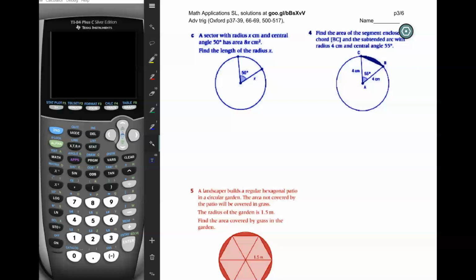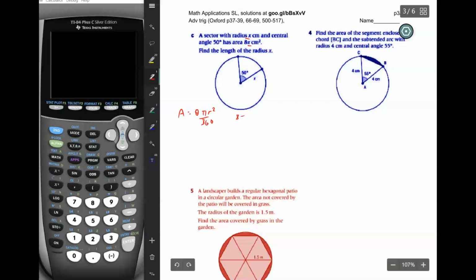Continuing on with problems for area of a sector. A sector with radius x and central angle 50 degrees has area of 8 pi. Just to remind you, what does the formula look like? It's A equals theta pi r squared over 360. And in this case, do you see that they're giving us the radius as x? So we don't have everything on the right side, but they do give us the area of 8 pi.